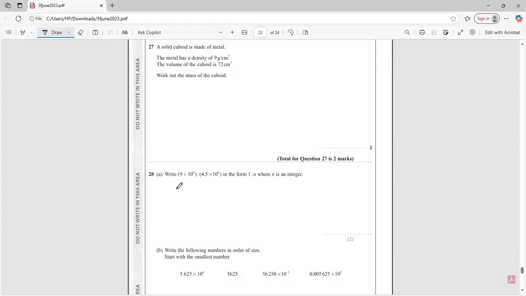Let me just put. Okay, so the last question, 28, says, write 9 times 10 raised to the power 4 to 4.5 times 10 raised to the power 6 as a ratio in the form 1:n. Okay, so let's take a look at it. Now, the good thing about a ratio is that we can interpret ratio as division, just to make things a bit simpler.